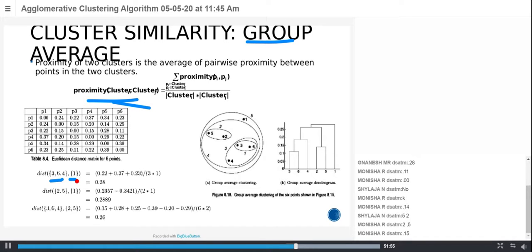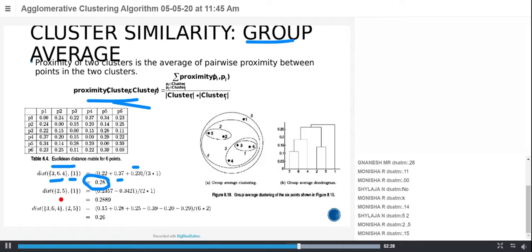So we know that. What is the distance between 3 and 1? That is 0.22. What is the distance between 1 and 6? That is 0.23. What is the distance between 1 and 4? 1 and 4 is 0.37. Okay, so we are going to add all these, and how many points are there? 3 points. We are going to divide it by 3. So the final value we get is the average distance between these two clusters.